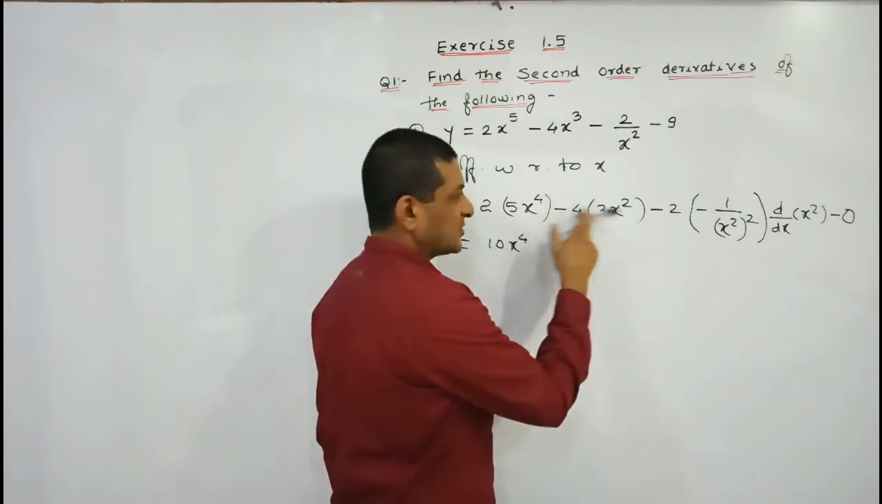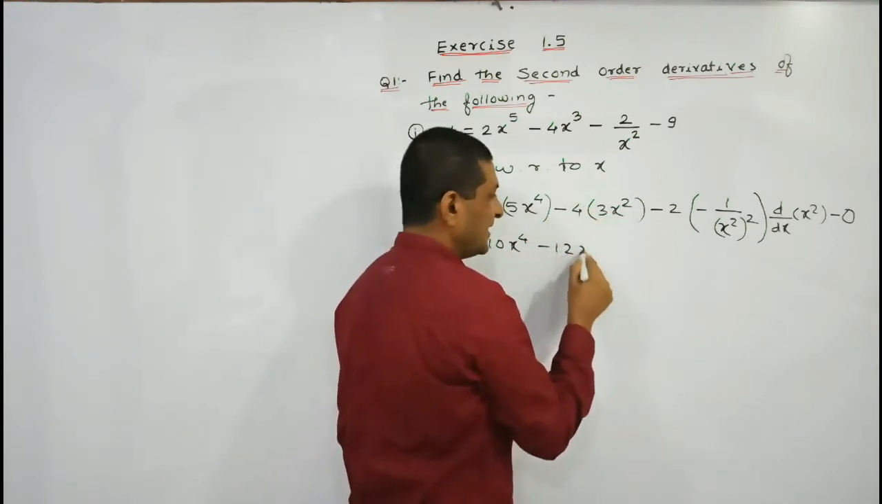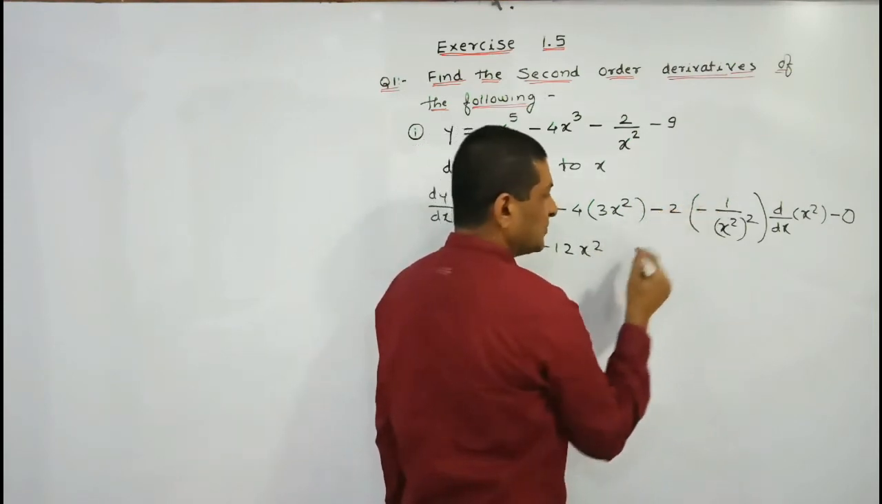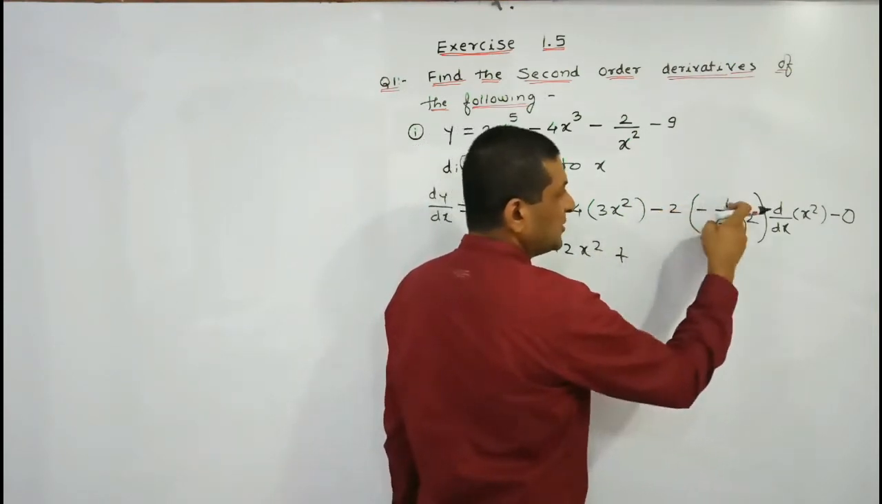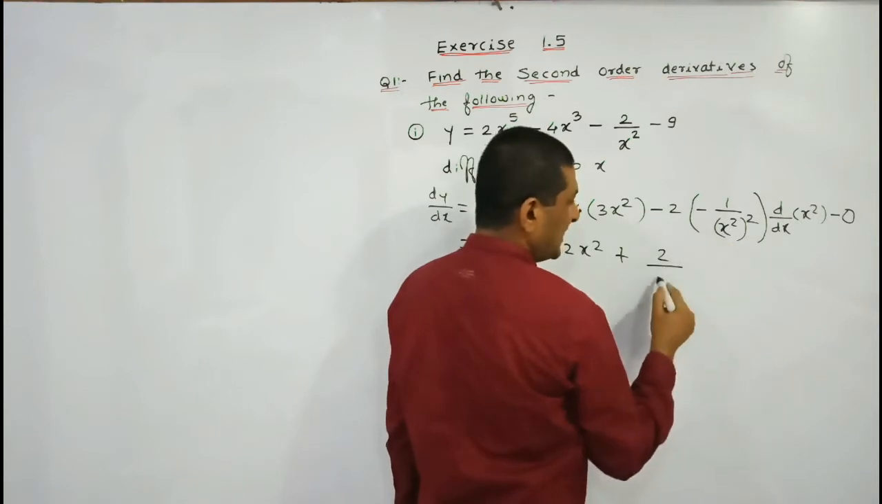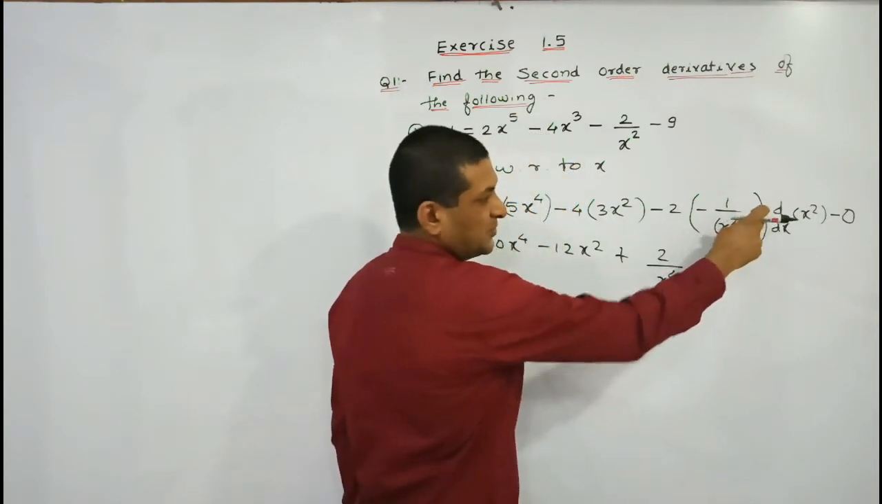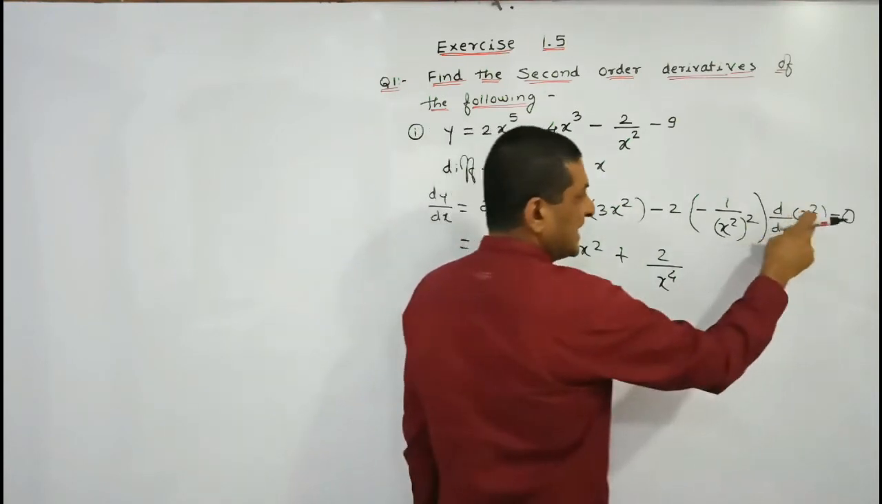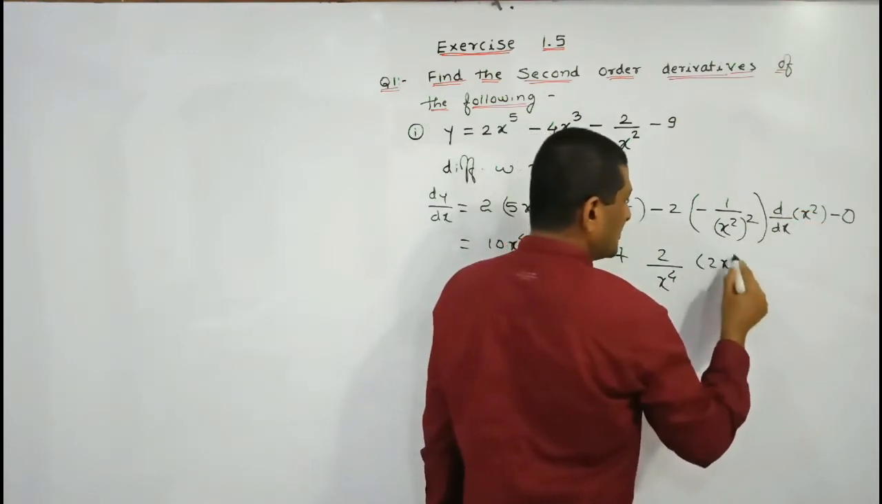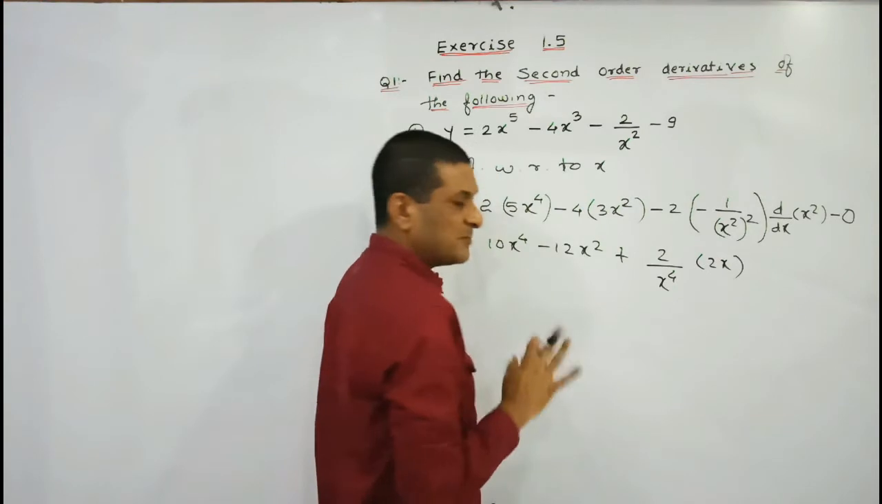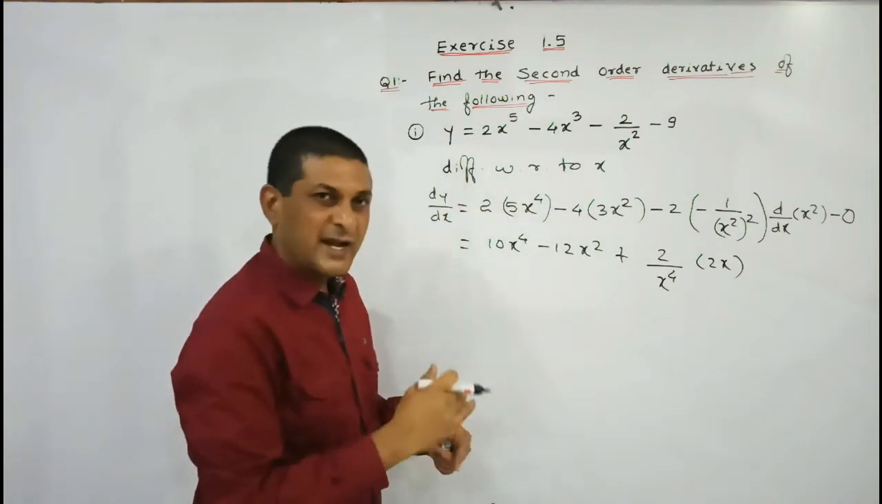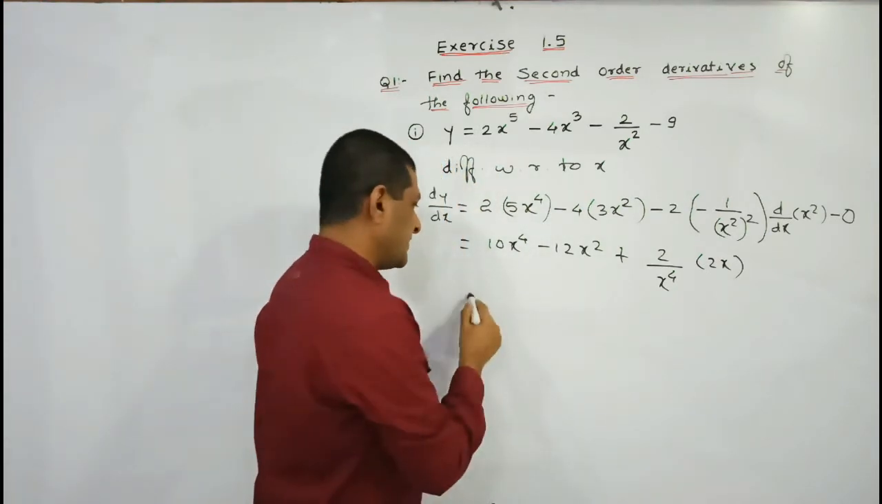Again check here, minus 4 into 3 is minus 12 x square. Minus into minus will become plus, and 2 into 1 will become 2 upon x raised to power 4, because square of x square will be x raised to power 4, and derivative of x square will be equal to 2x. Again, here the last term can be simplified, so first simplify and then find out the second order derivative.